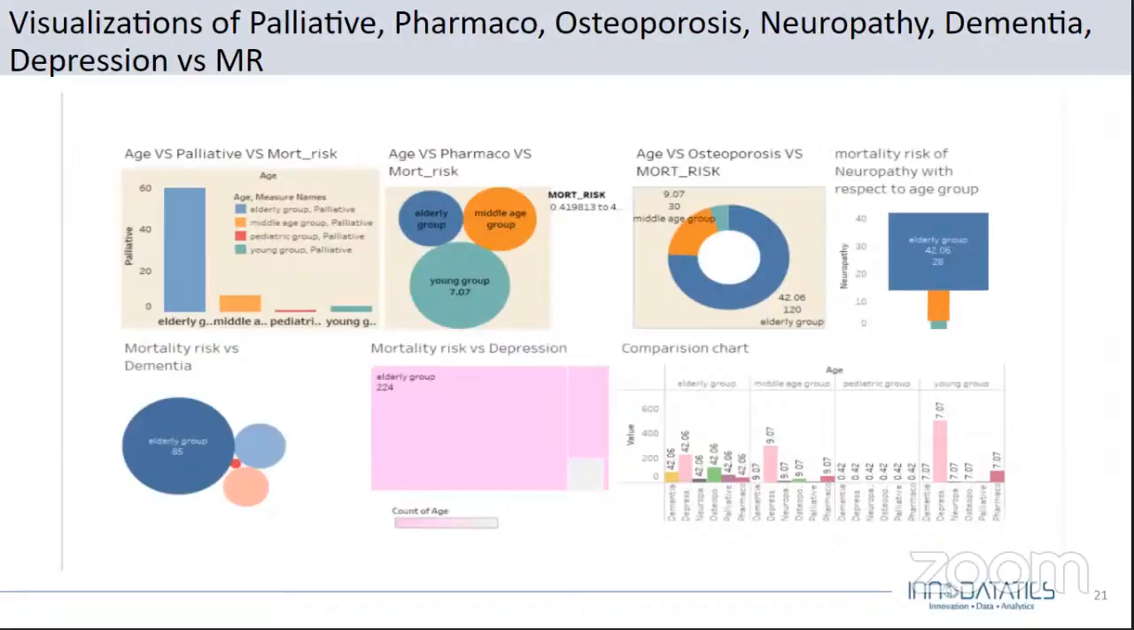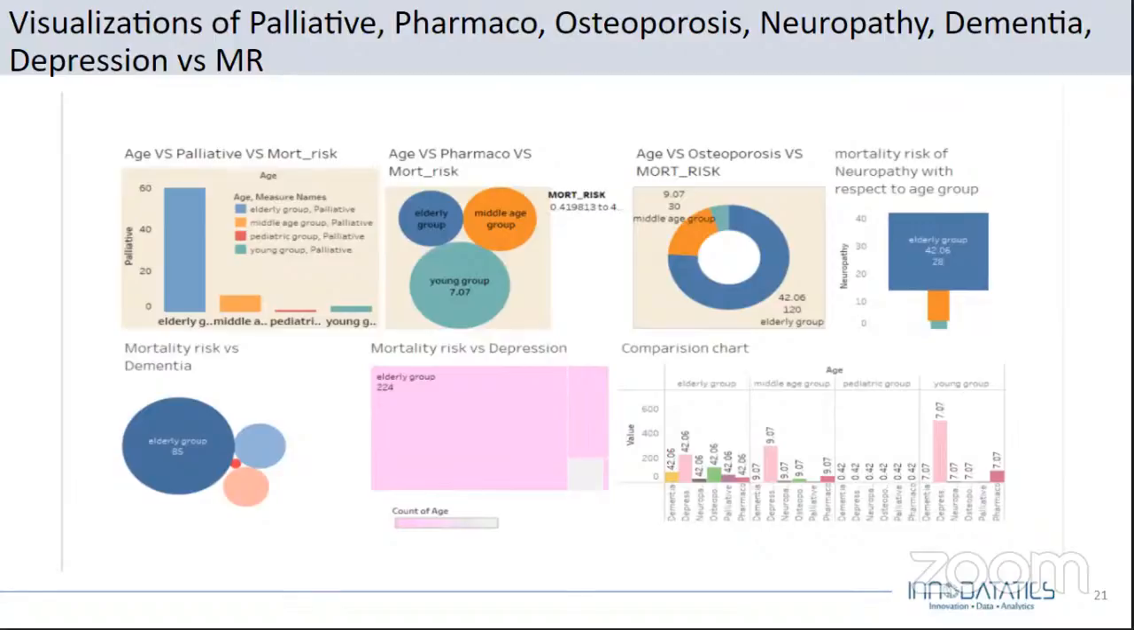Here we have medications like palliative and pharmaco. Palliative is a medicine which is used to treat pain. It is highly used by the older groups. And here pharmaco means combinations of medicines. Combinations of medicines are highly recommended for young age groups.